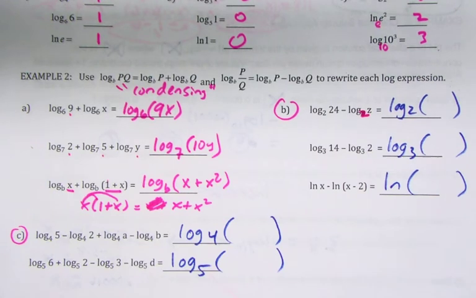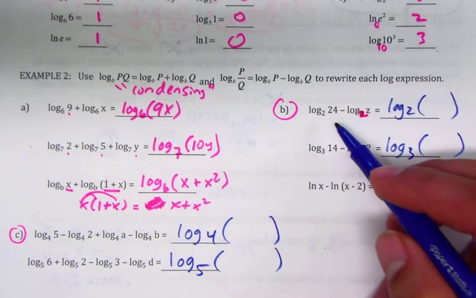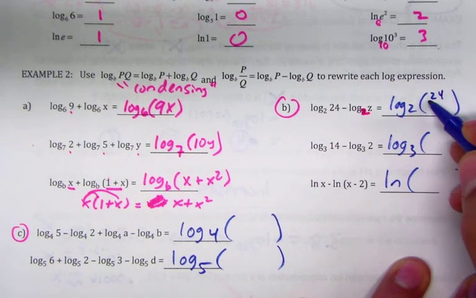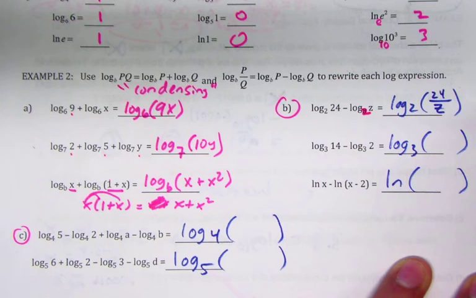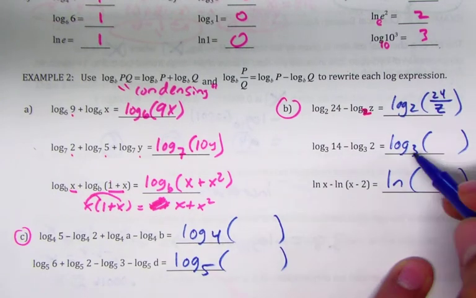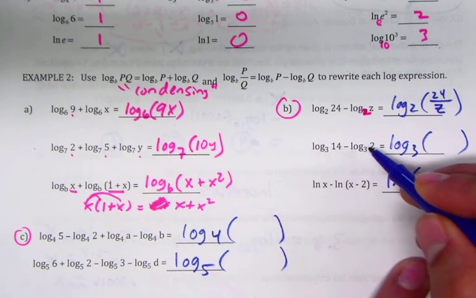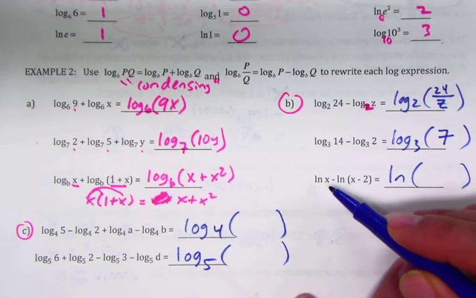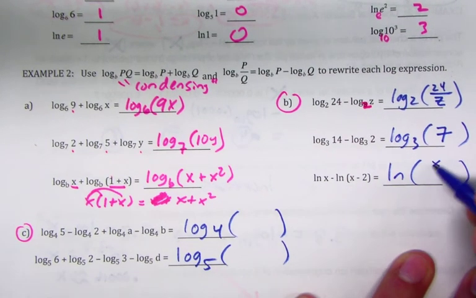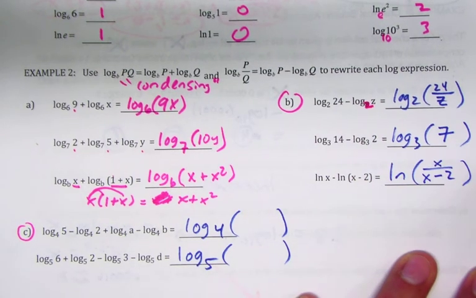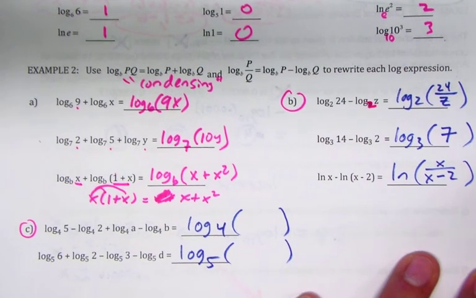Okay, let's go through these. Log base 2 of 24 over Z. Here we're going to do the same thing. 14 divided by 2, though, is 7. We're going to simplify it because we know what that is. Here we've got variables, so we're not going to do much except x over x minus 2. You guys good with that one? Okay.